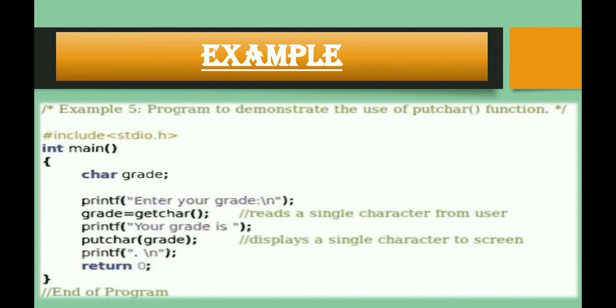Then we are printing the value that we got from getchar with the help of the putchar function. What was the syntax of putchar? The name, and then in brackets the variable that holds the input. Here the grade variable holds the input, that is why in the brackets we have written grade and a semicolon. This displays the single character on the screen. Then we have used the printf function to print a dot, and then \n means that after that the cursor will come onto a new line. Now we will see how the output will be.